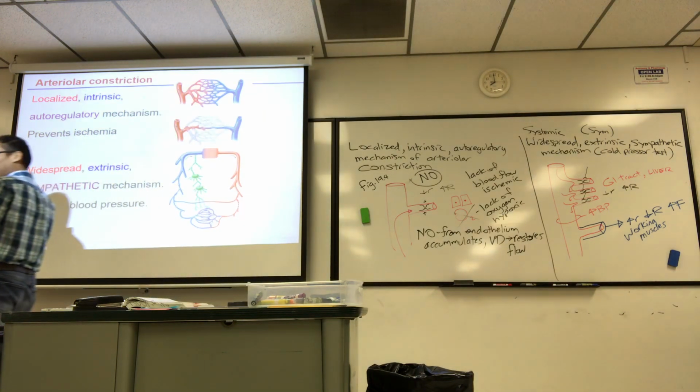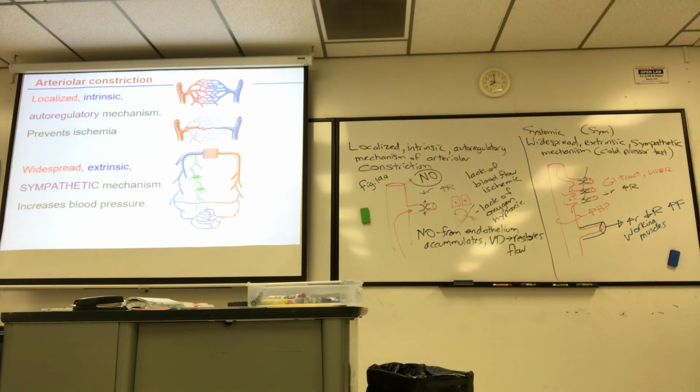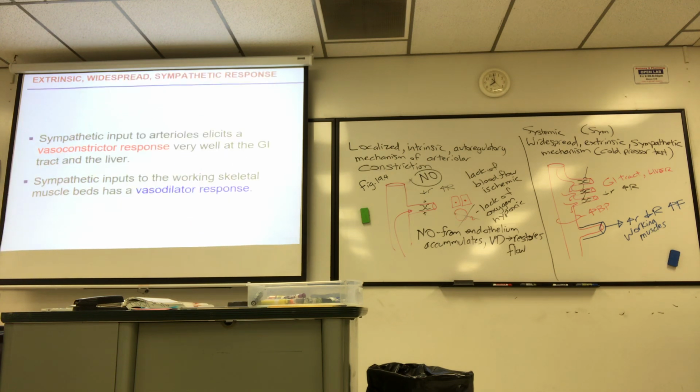I mean, it makes sense to me. It's like your whole body is mobilized to respond to the stress, whatever's causing it. So that's what I write here. You have a vasoconstrictor response to the GI tract and liver. The sympathetic inputs to working muscle beds actually work in reverse. It's a vasodilator response. It's a smaller group. Overall, you're monitoring an increase in blood pressure. Okay.